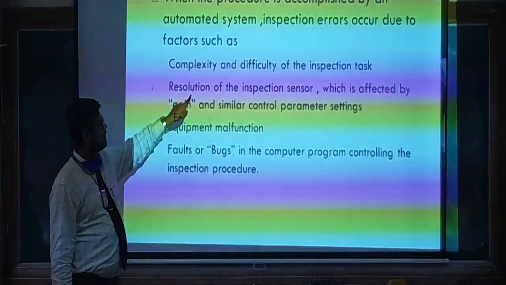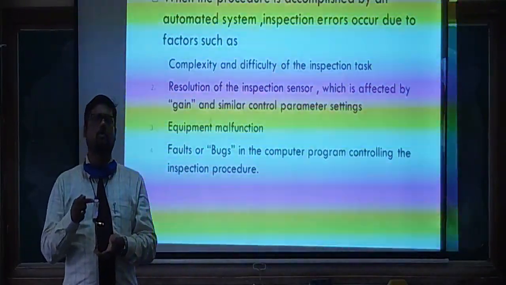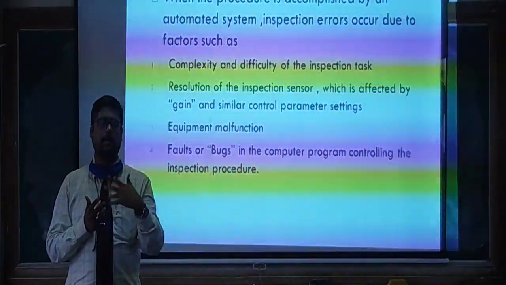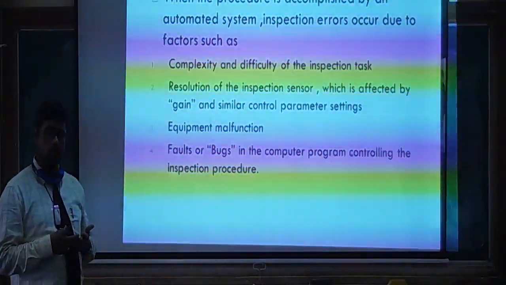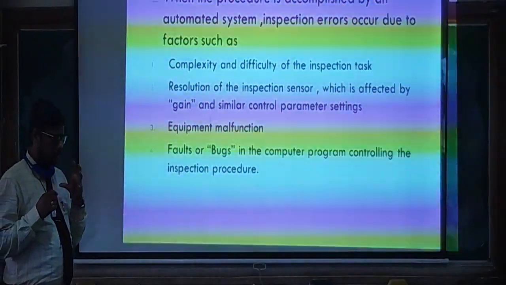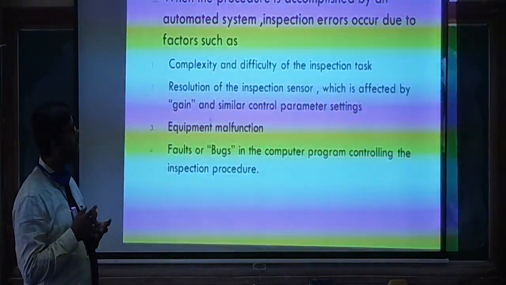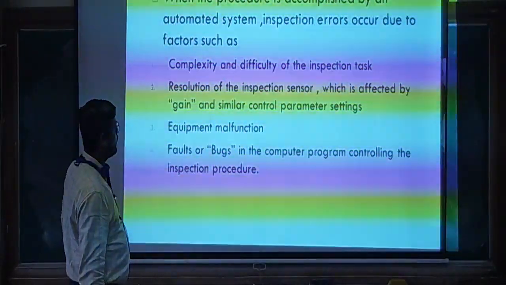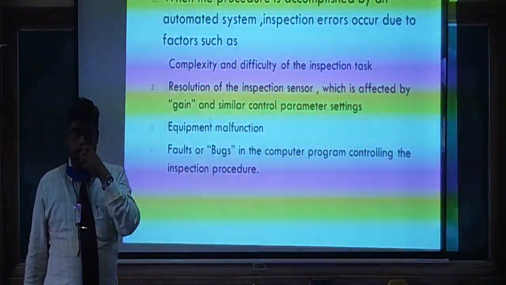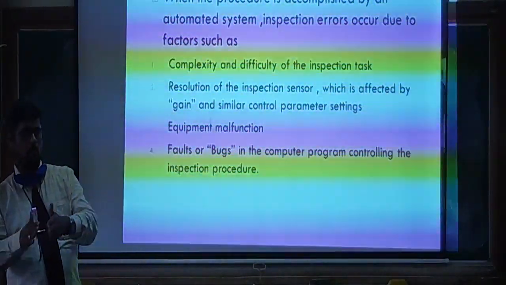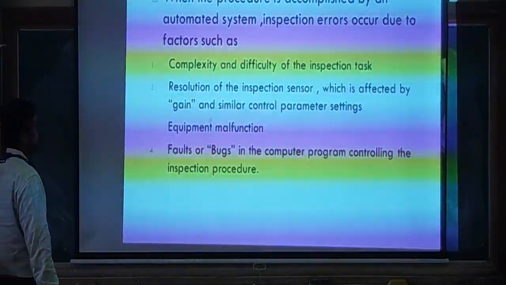One is the complexity and difficulty of the inspection task. If you are going for automated inspection, like say your CMM, a 3D measuring instrument or a 2D measuring instrument, the difficulty is the probe will not enter into that particular area. It is very difficult. So that is the complexity of the part and difficulty of the inspection task. The probe is not entering, or you can't keep those particular parts, because a heavy part you can't keep on the table of the CMM. So these are the complexity of the parts.